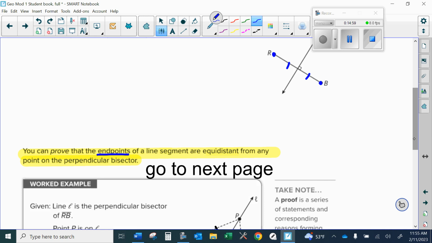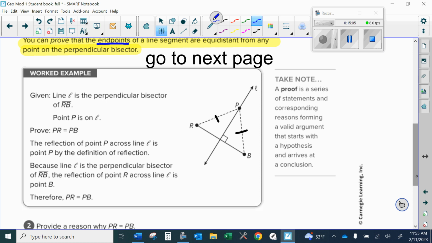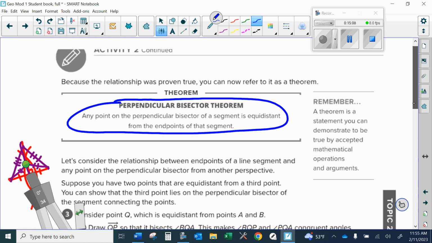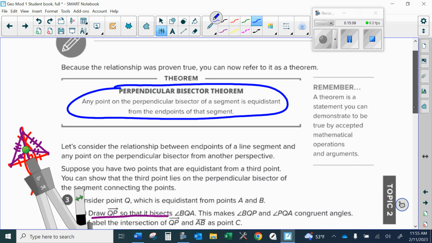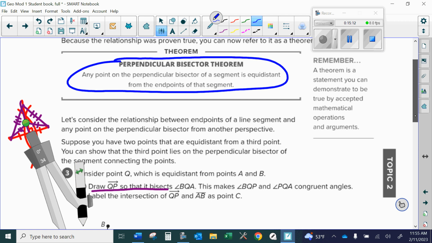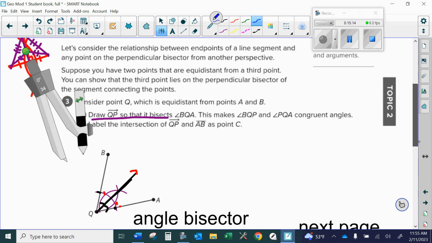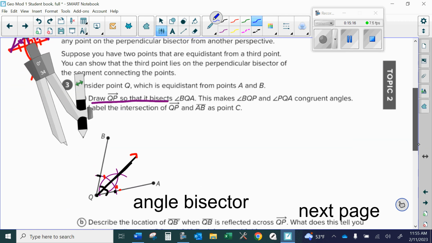Are equidistant from any point on the perpendicular bisector. We've already written that down, okay? And so now we're just going to look at it. So go to the next page. There's that formula, or the theorem, I mean, that we've already written down, so you shouldn't have to write it down again.